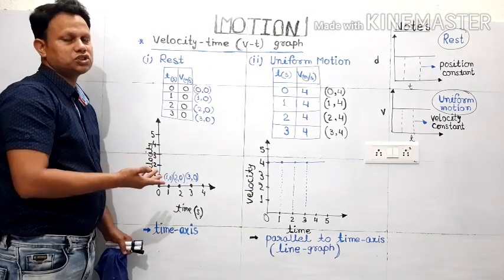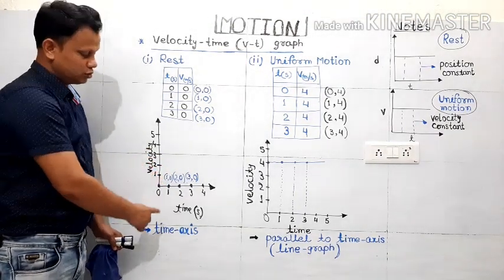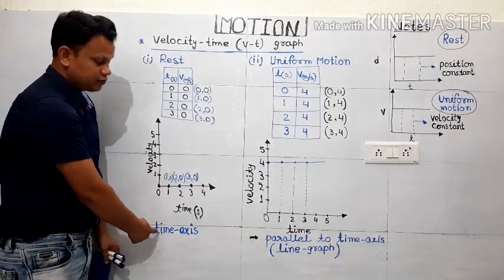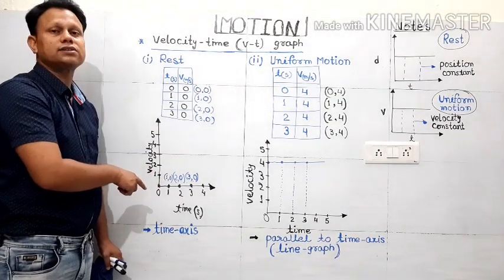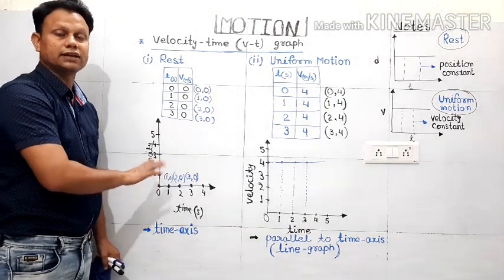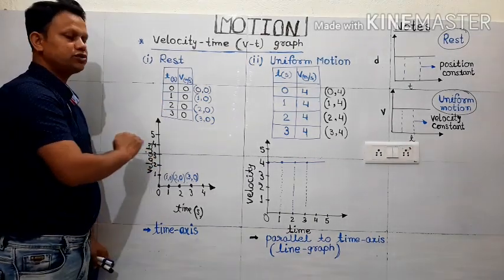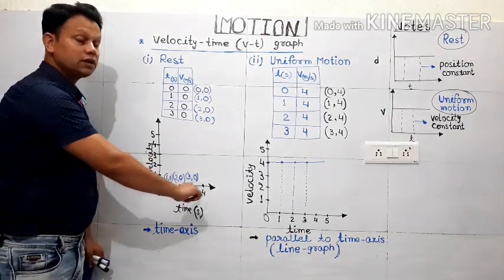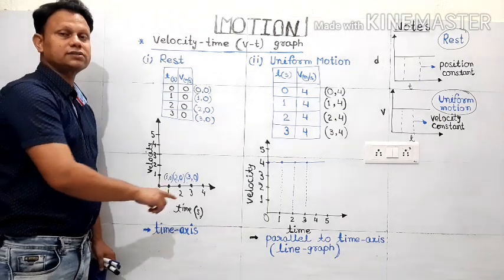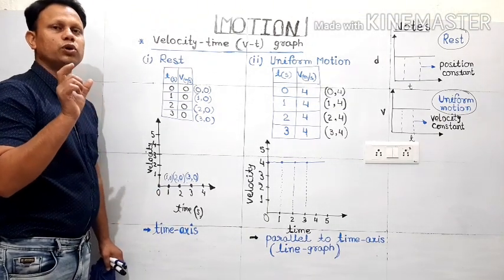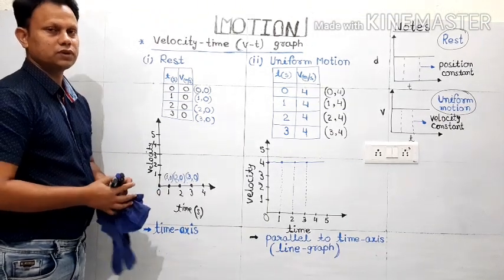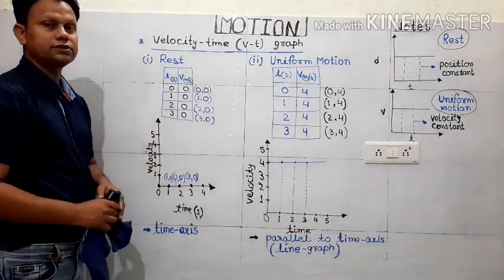Why? Because speed is not there. So in case of rest, the time axis itself acts as the graph. So it is a line graph. Whenever you see the points shown on the x-axis, that is the time axis, that means that part is showing that the body has zero speed. So this is the situation of rest.